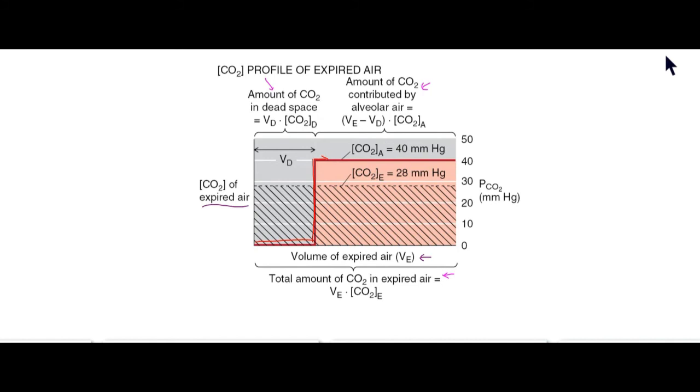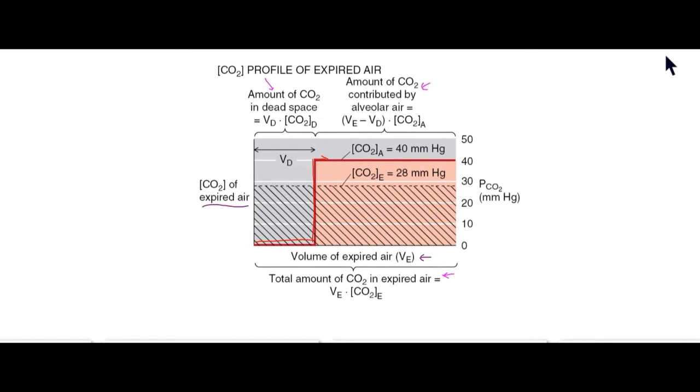This is what you can easily measure. You take the total volume that you blew out, multiply it by whatever the CO2 concentration is in there. If you were to solve for this, which I already did earlier, so I'm just going to copy it down. If you were to multiply this through, you get your VE CO2 A minus VD CO2 A equals the same thing we saw on the right side.